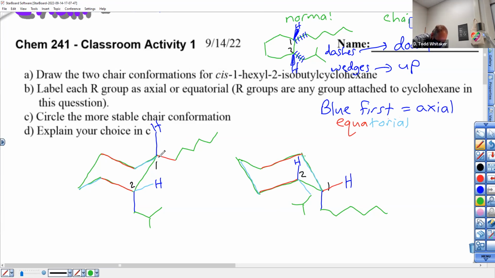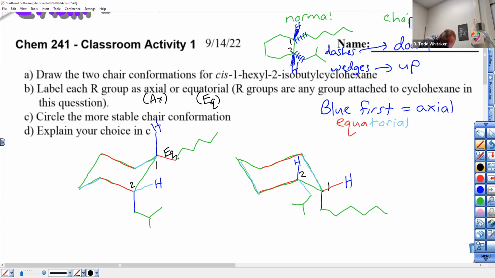Equatorial. Similarly for the groups, right? Is this axial or equatorial here? That's part of D, by the way. We have to label it. Equatorial. Now on the test, it says you can use the short form, EQ for that, and AX for this. So you told me it's EQ, right?